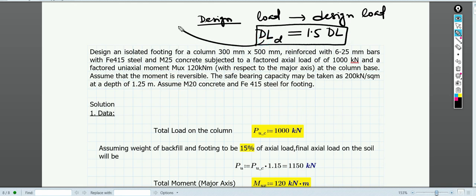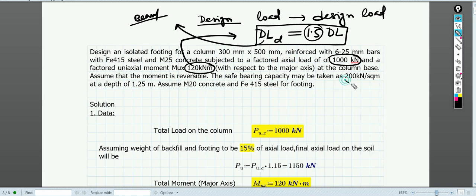And we design the beams, columns, the members, everything we design with what? The design load, right? That means already multiplied with 1.5. Or you can say this is a factored load. So here it is 1000 kilonewton as well as 120 kilonewton meter, both are actually design loads, right? So that means the partial safety factor is already there.